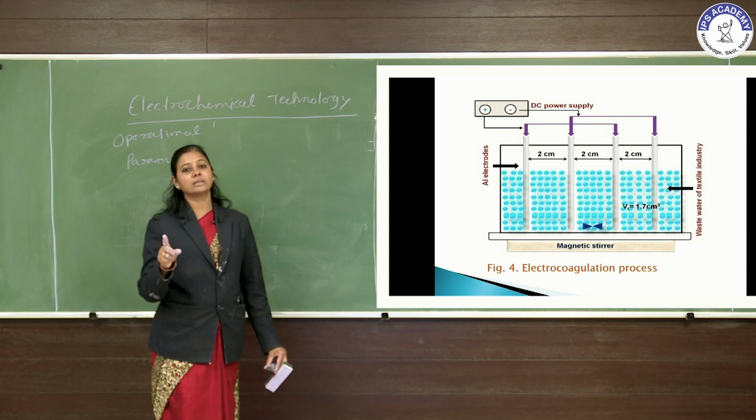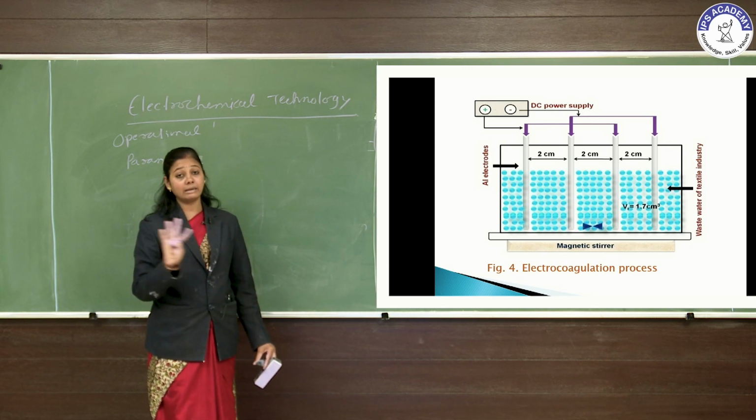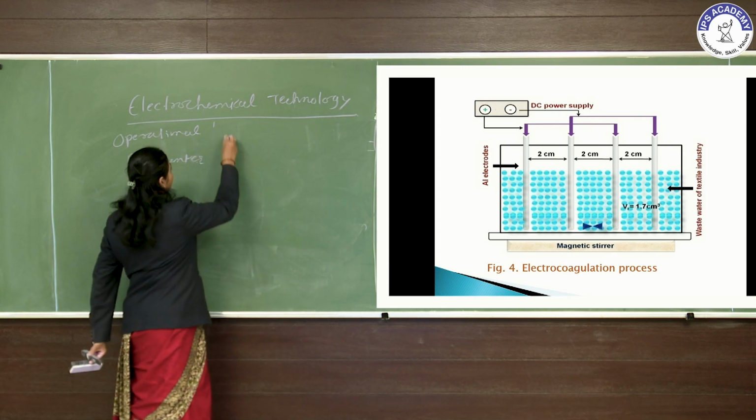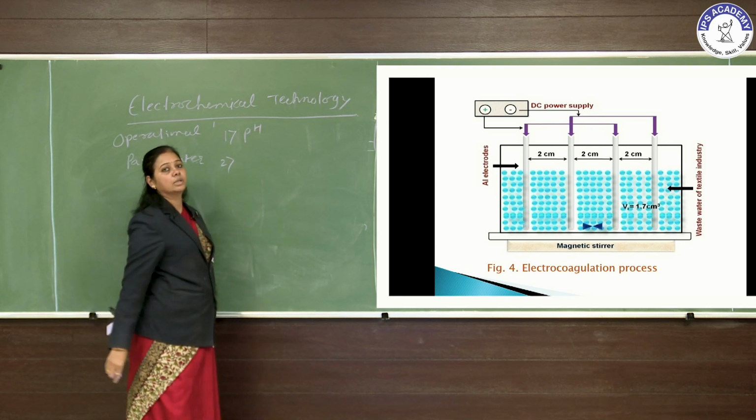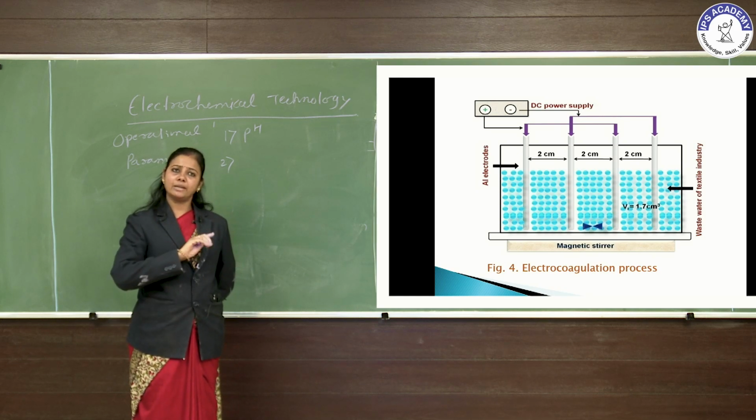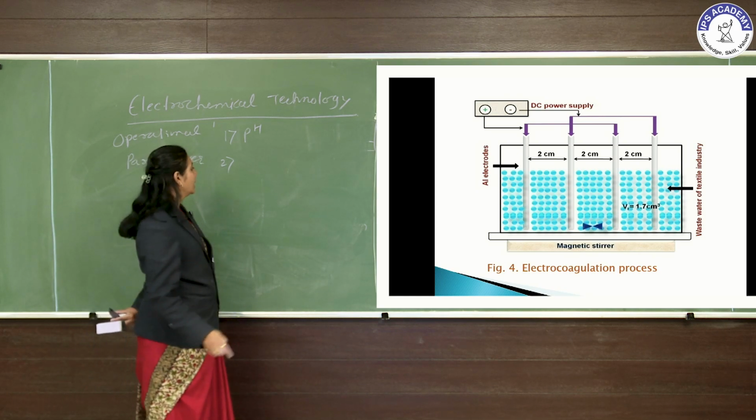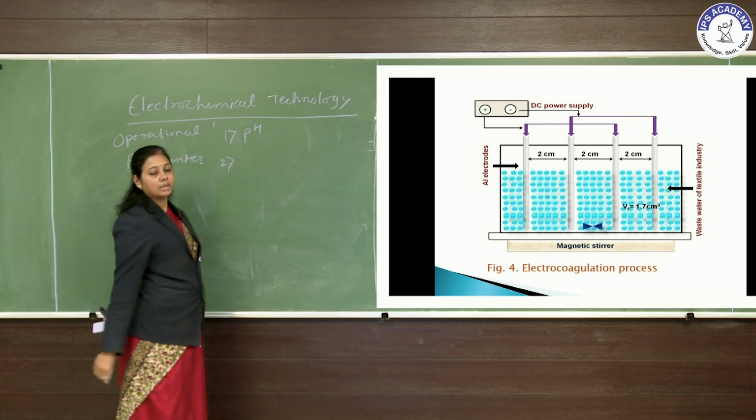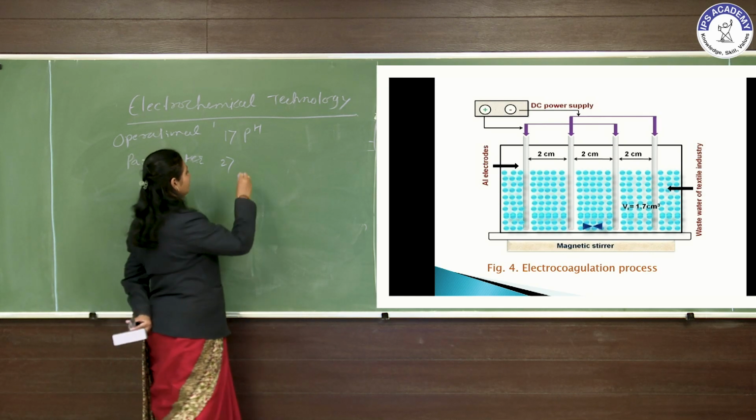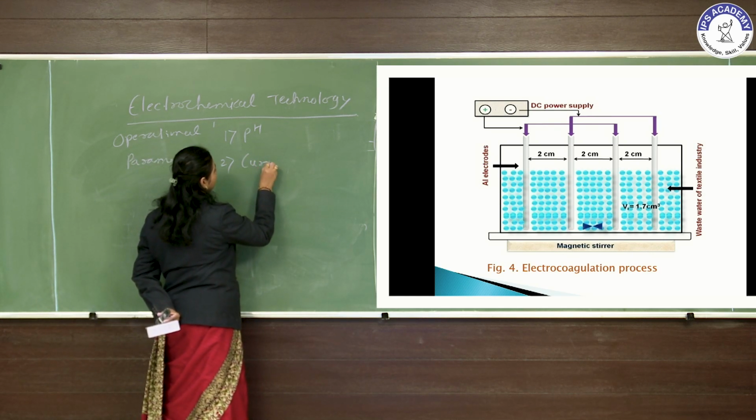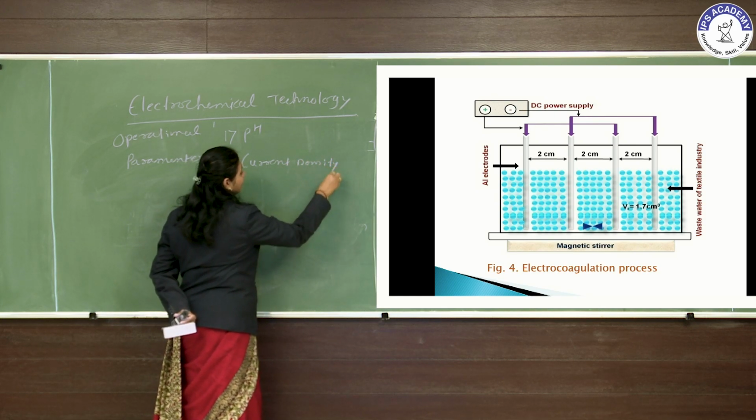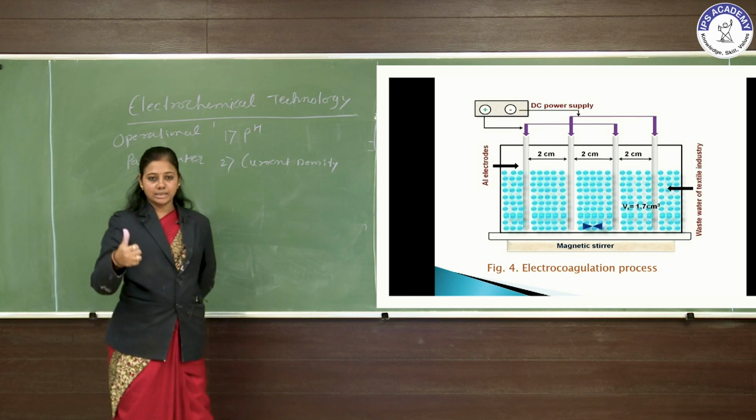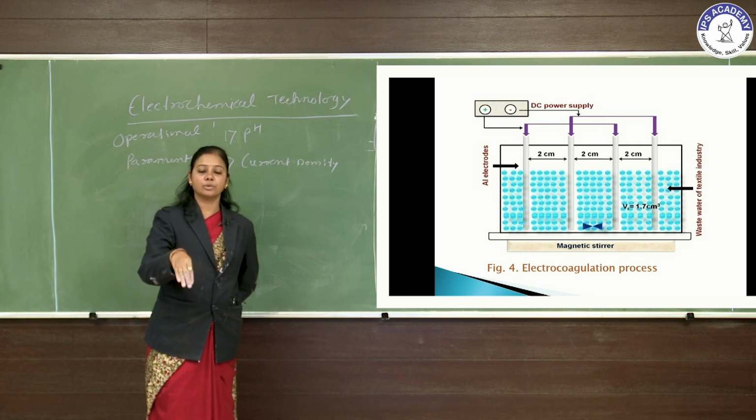The very first operational parameter, as I said earlier, is pH. The pH of textile industry wastewater is very high. It is in the alkaline range. So pH is the very first operational parameter during the treatment of any type of wastewater. Okay. Now for this electrochemical technology, the second operational parameter is the current density. Now what is current density? As I said, electrodes will be put into the wastewater.